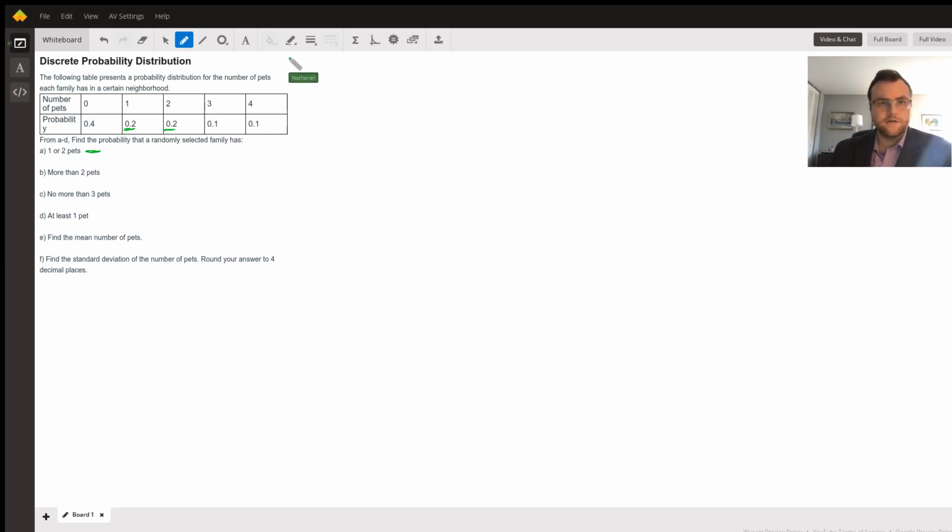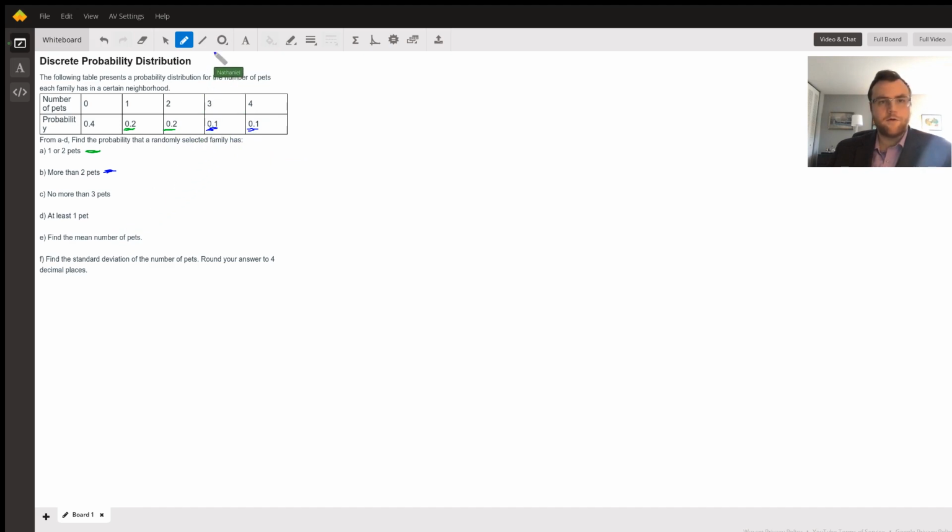Changing to blue now, we want more than two pets. So that means that we are going to simply add the probabilities of 3 or 4. Since we're not given anything greater than that, we're just going to stop at 3 and 4. And we do not include 2 because it's asking more than 2 pets. So we just add these together.